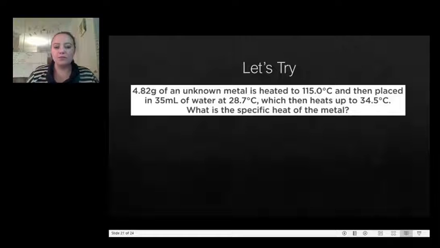So if we try this out, we have 4.82 grams of an unknown metal heated up to 115 degrees Celsius and then placed in 35 mL of water at 28.7 degrees Celsius, and then it is heated. The final temperature is 34.5 degrees Celsius. And we want to know what is the specific heat of the metal.